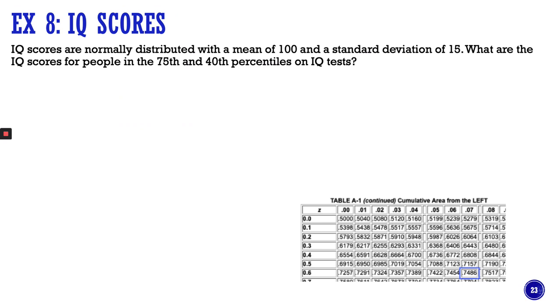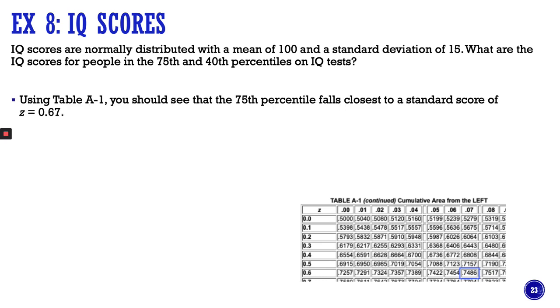IQ scores, example 8. IQ scores are normally distributed with a mean of 100 and a standard deviation of 15. What are the IQ scores for people in the 75th and 40th percentiles on IQ tests? So using our table again, we can see that the 75th percentile falls closest to a standard score of, here is our 75th.